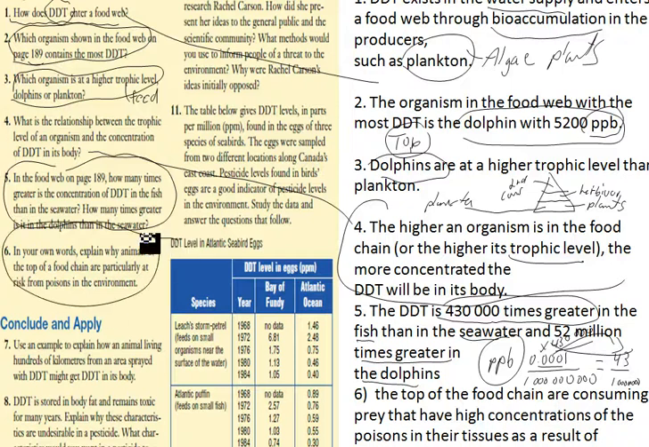Number 6, in your own words, explain why animals at the top of the food chain are at risk from poisons in the environment. Well, at the top of the food chain they're consuming prey that have higher concentrations of poisons. And so again, if we look at our food pyramid, as you go higher up, the concentration of the toxins according to bioaccumulation gets higher and higher. So those organisms higher up, like humans, they're eating organisms just below them, and it's going to have a way higher concentration.